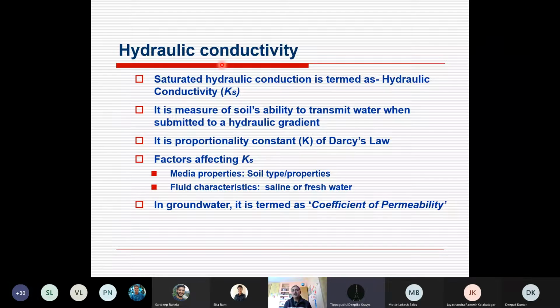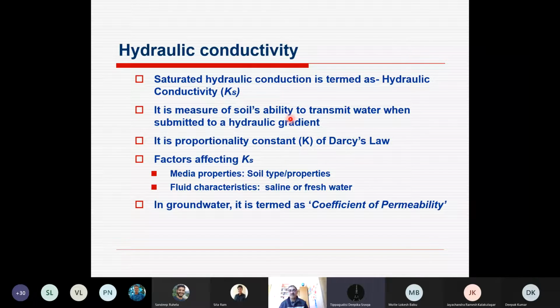So saturated hydraulic conductivity is termed hydraulic conductivity and represented by Ks, capital K and small s, where s is for saturation and K is hydraulic conductivity. It is a measure of the soil's ability to transmit water when subjected to a hydraulic gradient. What is the hydraulic gradient? It's a difference in hydraulic head. You have learned this in your soil technology classes, I think.